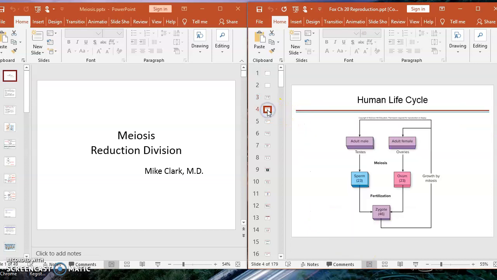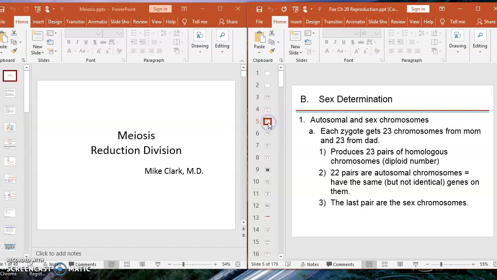Okay? So right here you can see the adult male in the testes produces sperm, the adult female ovary produces an egg, an ovum. If fertilization occurs, you get the zygote. Then the zygote will do a bunch of mitosis to get a bunch of cells to make either female or male. If it's a female, it would have been an XX. If it's a male, it's an XY. Autosomes and sex chromosomes. Okay.